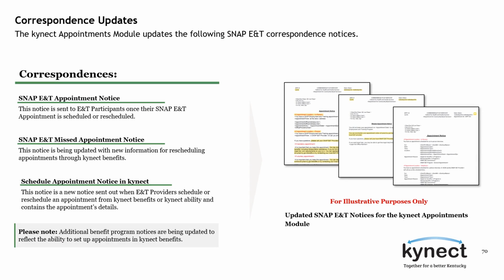A few correspondences have been updated due to the Kynect Appointment module go-live to inform ENT participants of scheduled or rescheduled appointments. The following correspondences have been updated. First, the SNAP ENT Appointment Notice, which is sent to ENT participants once their SNAP ENT appointment is scheduled or rescheduled. The SNAP ENT Missed Appointment Notice, which is updated with new instructions for rescheduling appointments through Kynect Benefits in the instance the individual misses an appointment.